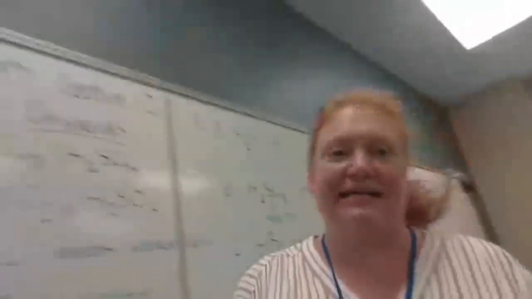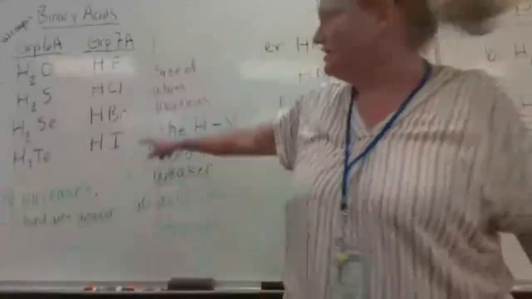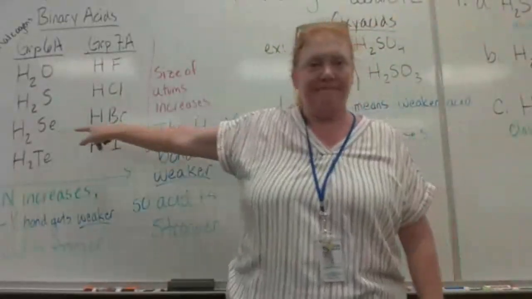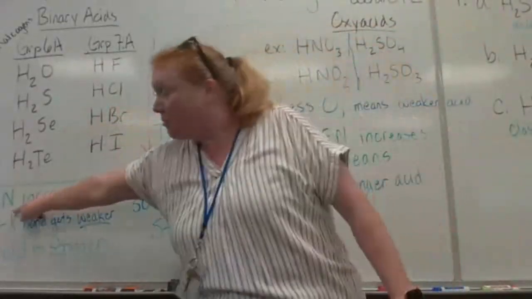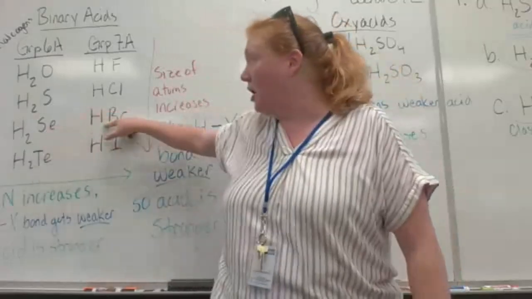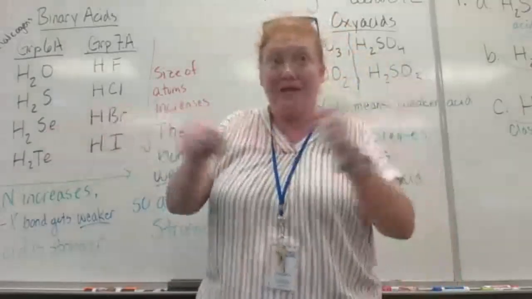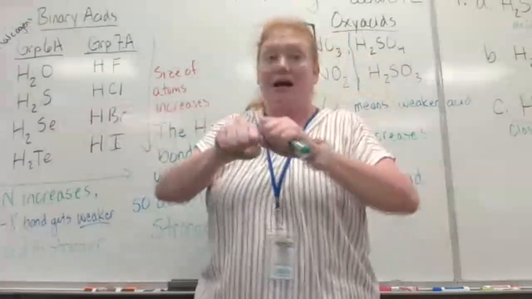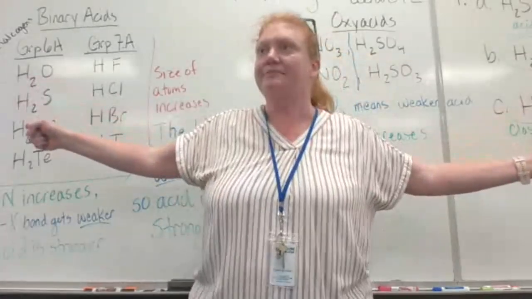But if we were really trying to think about why that's a strong acid, why is it a strong acid and this is not? Why? Because bromine is more electronegative than selenium. So this bond is a weaker bond and it dissociates more easily.